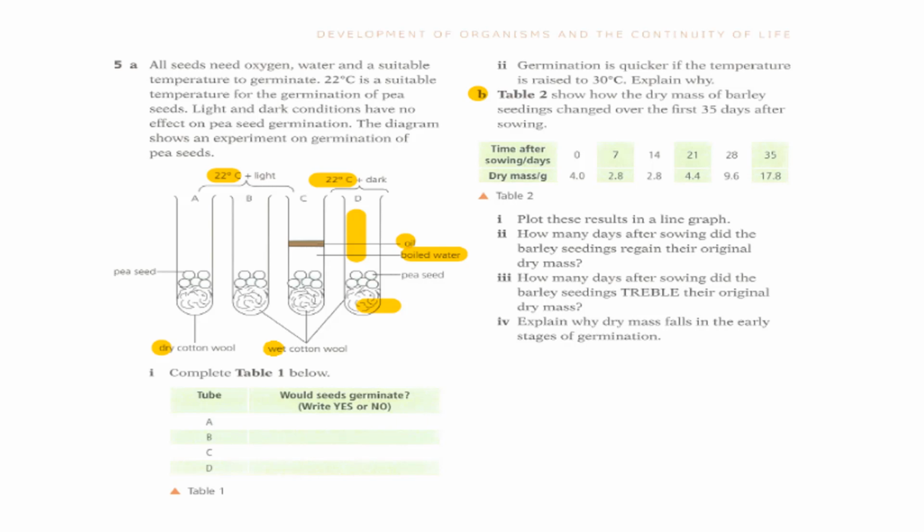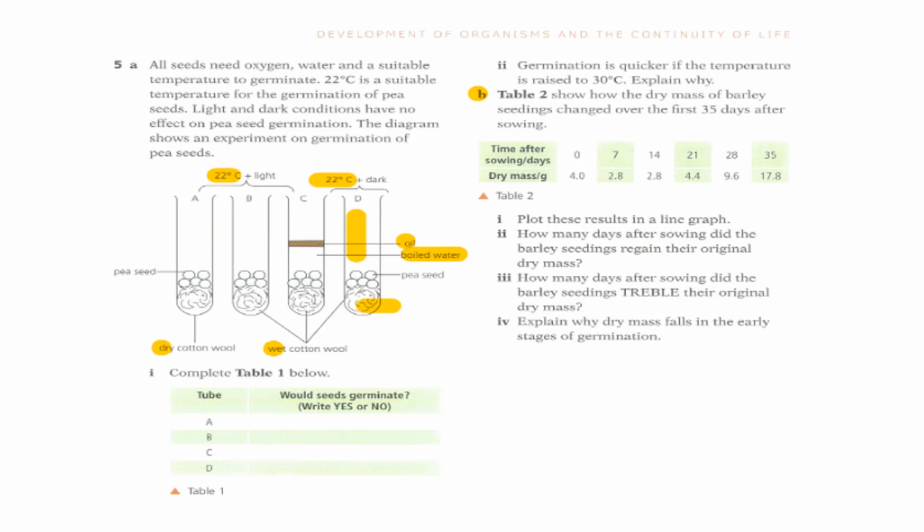If you go to tube B, what do we have? In tube B, we have seed with water, air, suitable temperature. So of course this seed will germinate. So the answer for A is no. The answer for B is yes.